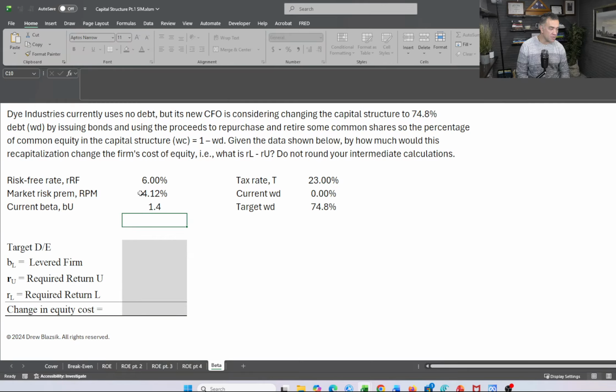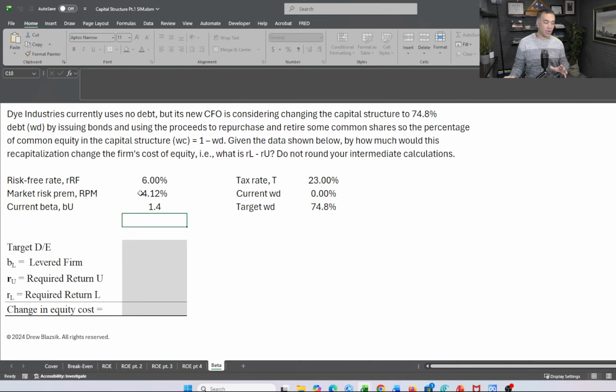But its new CEO is considering changing the capital structure to 74.8% debt by issuing bonds and using the proceeds to purchase and retire some common shares. So they're going to change the capital structure. So we have a beta, which tells you we're going to do CAPM, the capital asset pricing model.